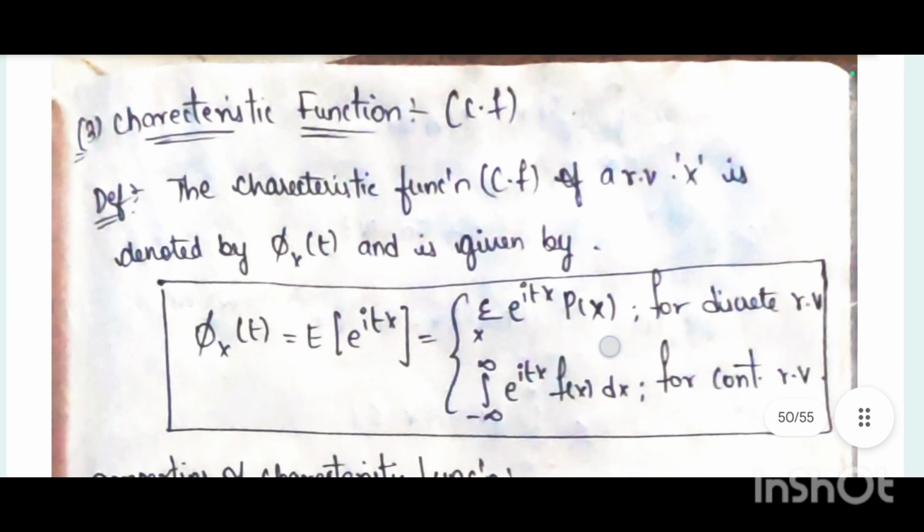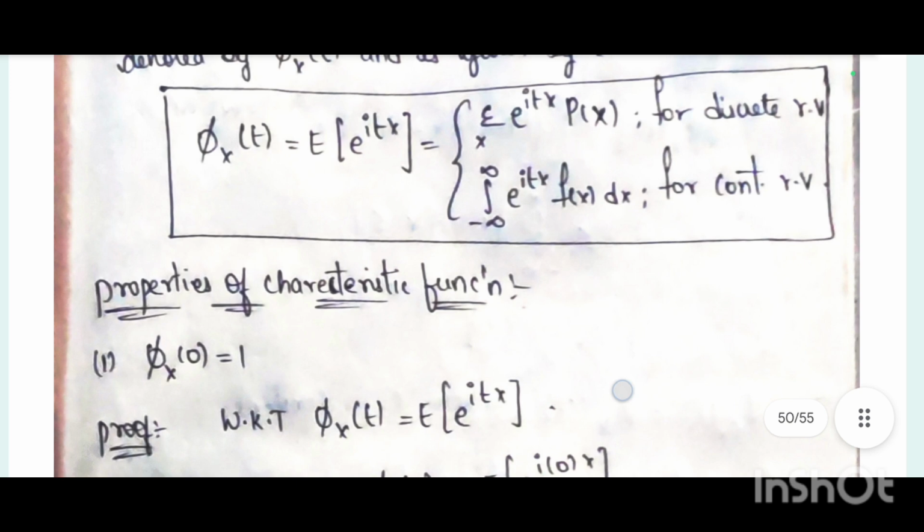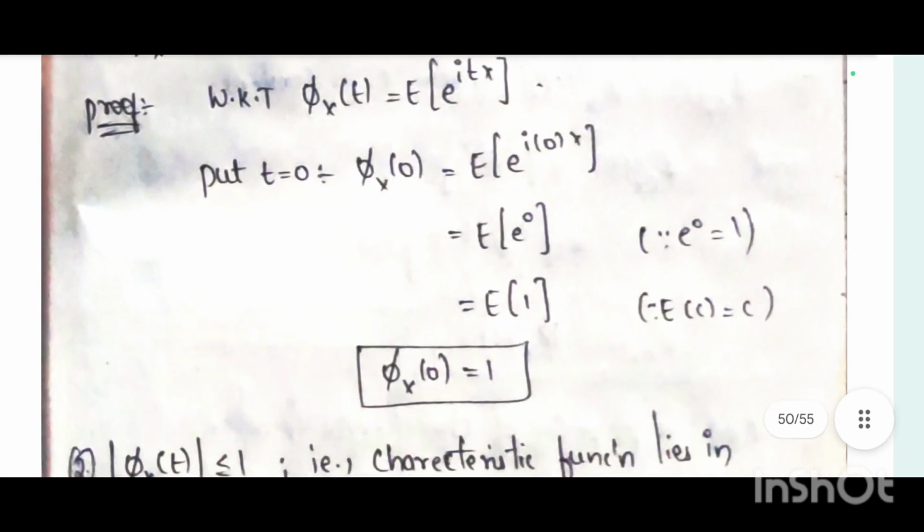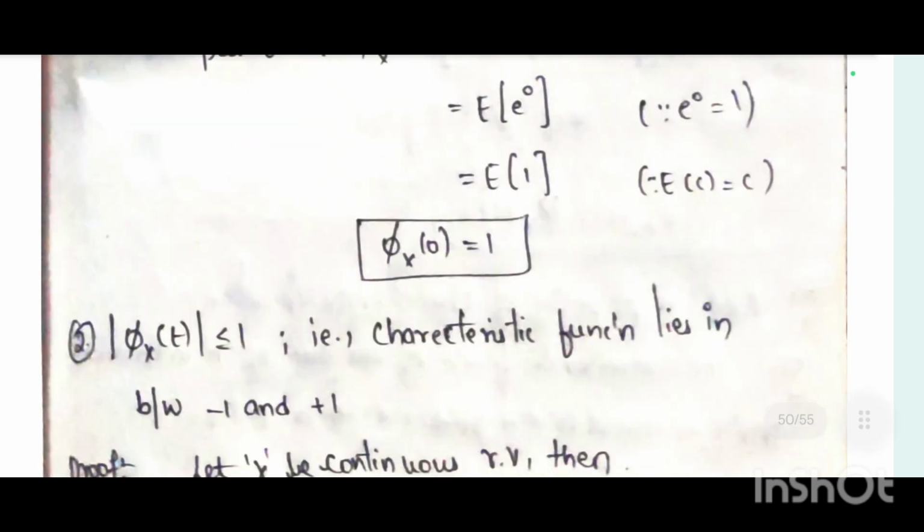The characteristic function of a random variable x is denoted by phi x of t and is given by phi x of t is equal to the expected value of e to the power of itx. So, the properties: phi x of t is equal to the expected value of e to the power of itx. The imaginary value is going to be used here. The expected value of e to the power of 0 will become 1, so phi x of 0 is equal to 1.